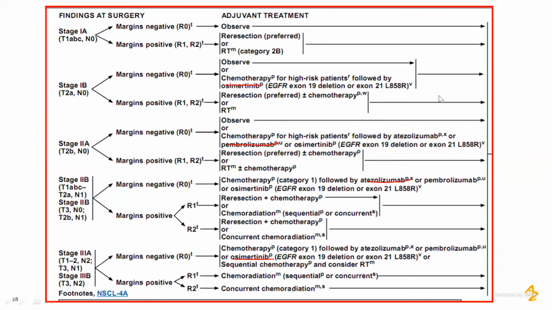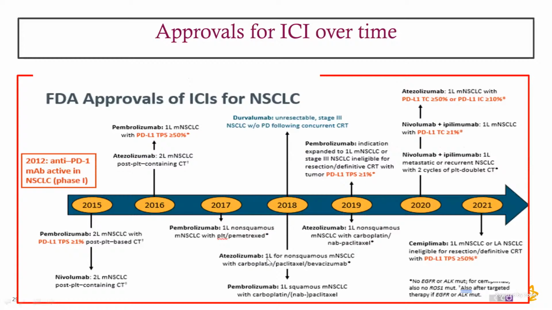And these targeted therapies have been included in the NCCN guidelines, like 1B includes osimertinib, 2A pembrolizumab, 2B atezolizumab, and stage 3A osimertinib. These are the approvals for the immune checkpoint inhibitors over time, in 2015 from pembrolizumab to cemiplimab in 2021. So we have traveled a lot from 2015 to 2021.